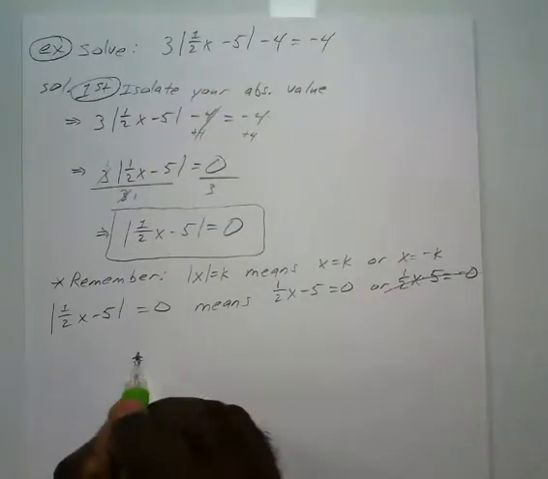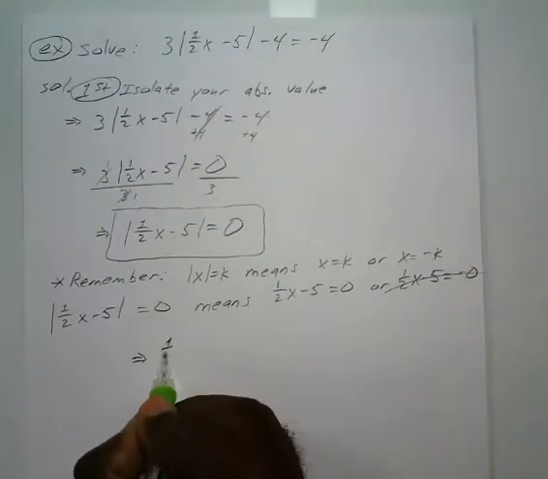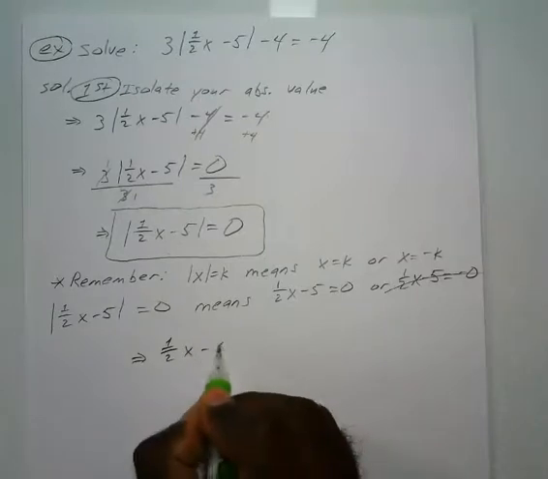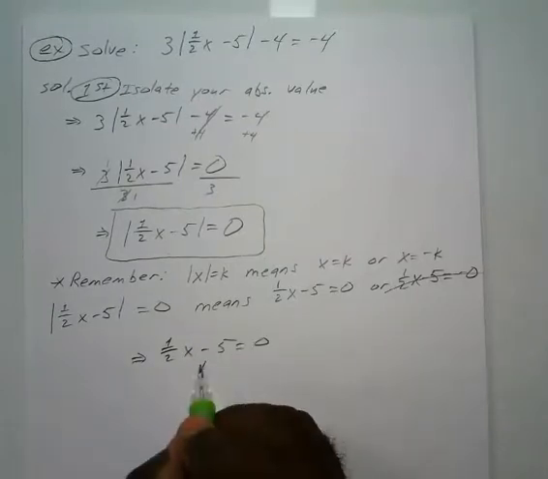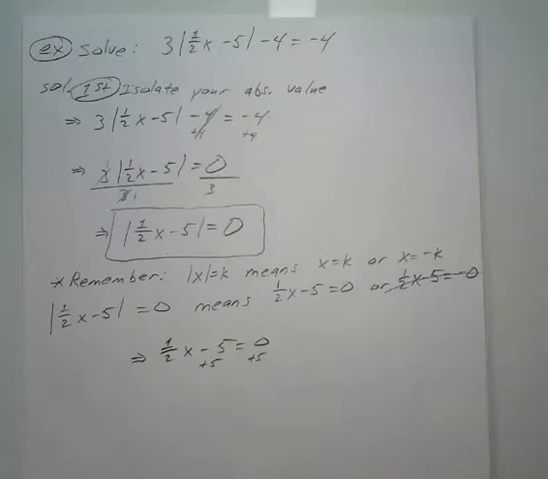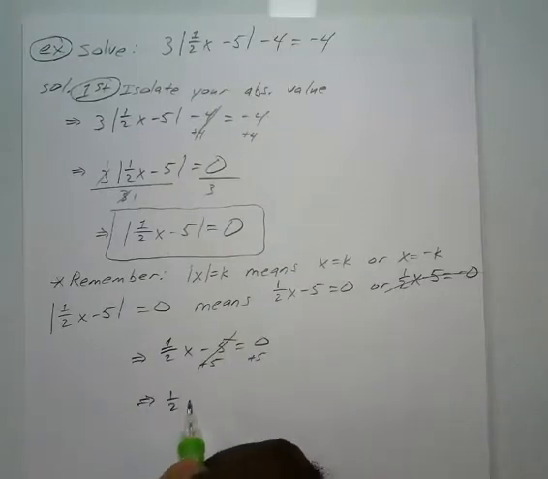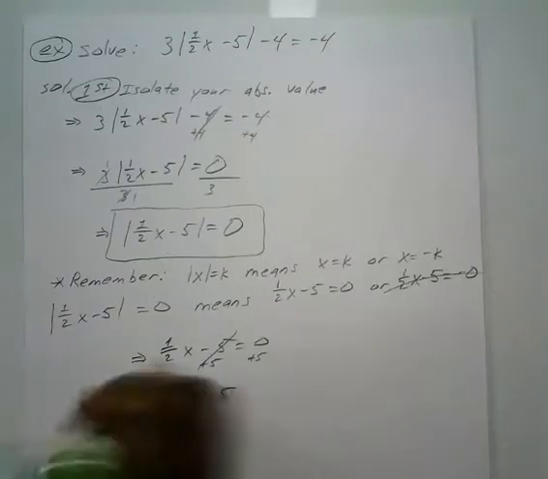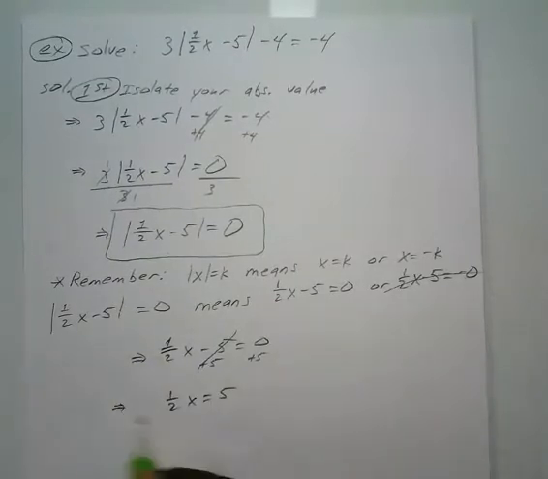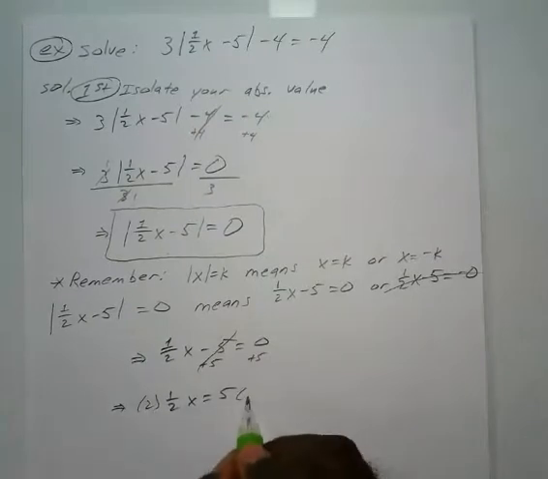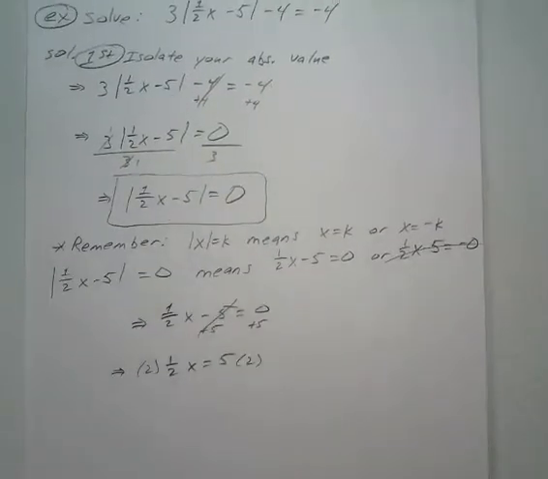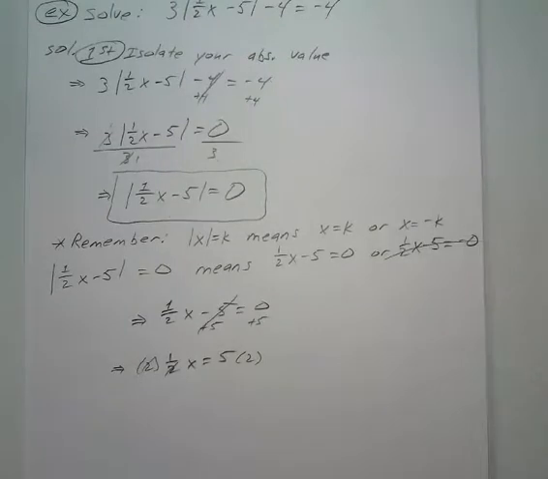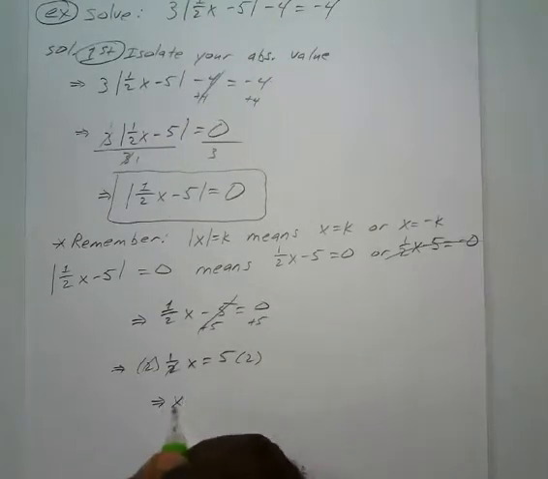Okay, so if we have our 1/2 x minus 5 equals 0, we add 5 to both sides, we have 1/2 x equals 5, and I meant to draw my arrow a little further away, so that if we multiply both sides by 2, those two will cancel out, and we end up with x equals 10.